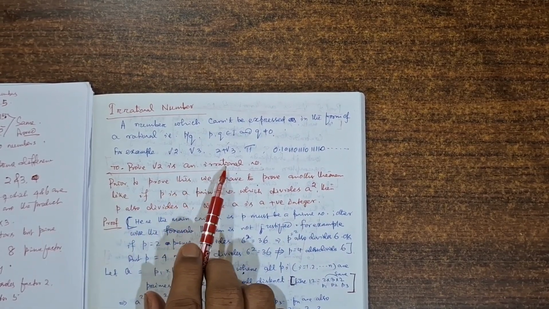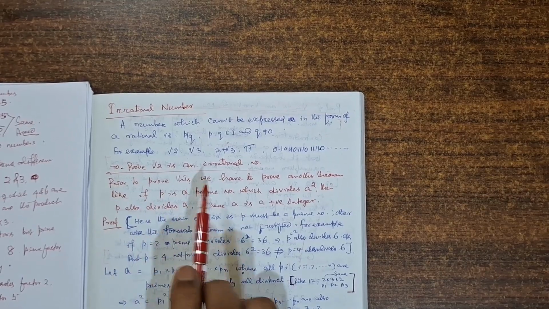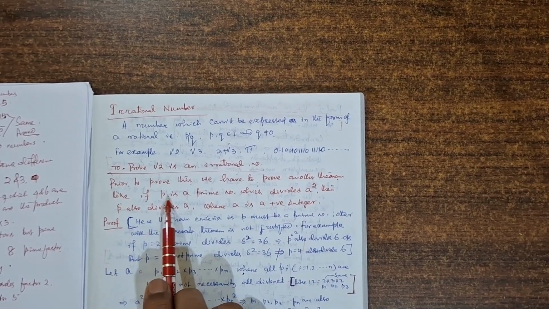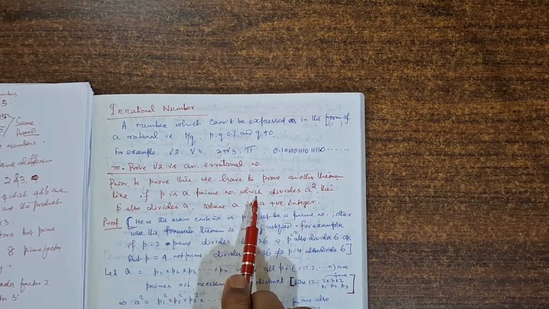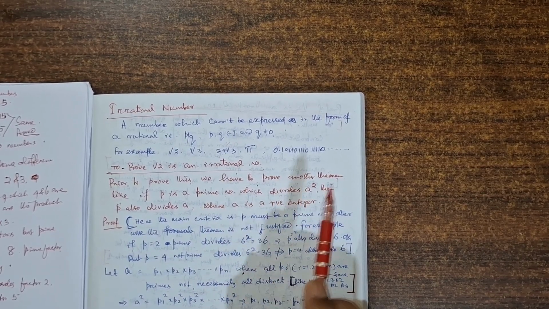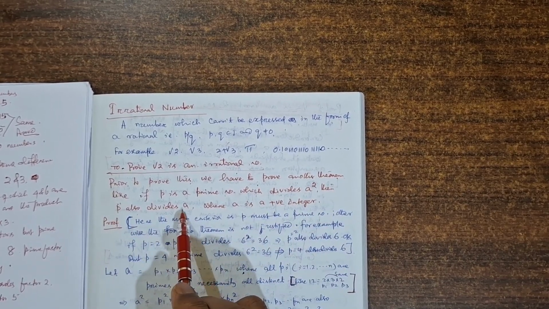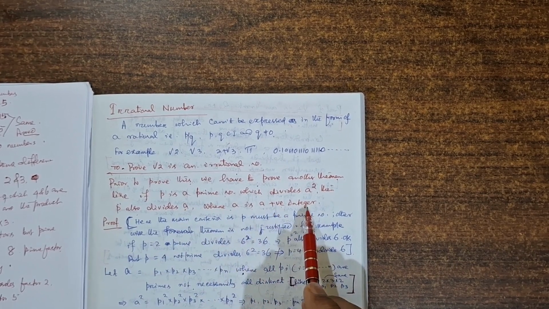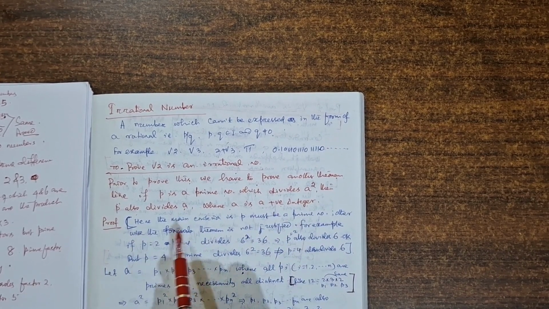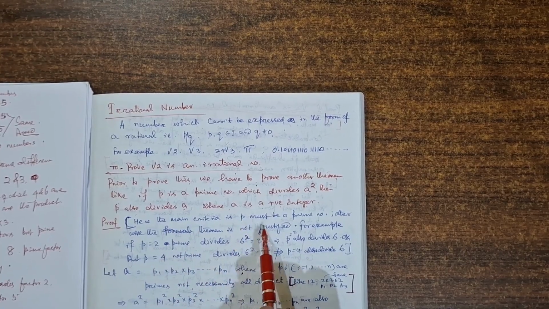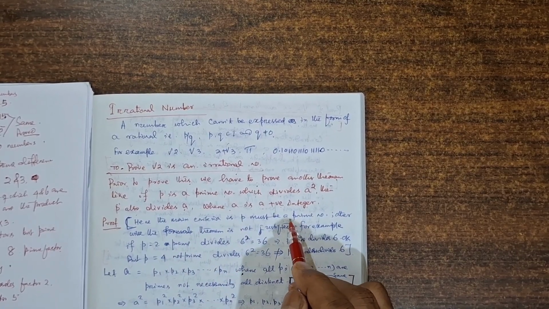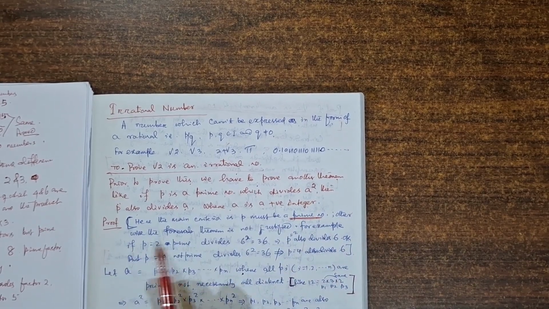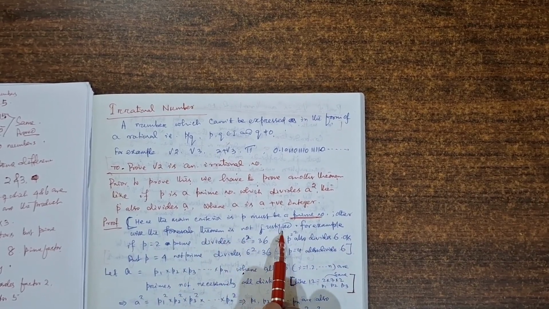To prove root 2 is an irrational number, prior to this we have to prove another theorem: if p is a prime number which divides a square, then p also divides a, where a is a positive integer. Here the main criterion is p must be a prime number. This is the most important thing. p must be a prime number. Otherwise the theorem is not justified.